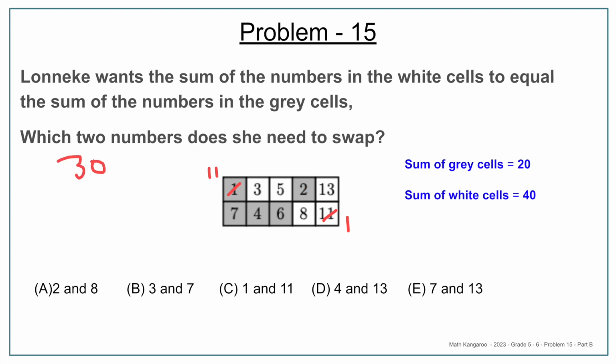Now let's add the white cell. 3 plus 5 gives us 8. 8 plus 8 gives us 16. 16 plus 1 gives us 17. 17 plus 13 gives us 30. So option C is our answer.